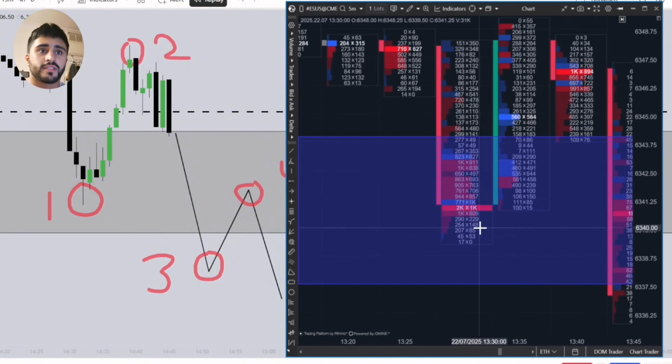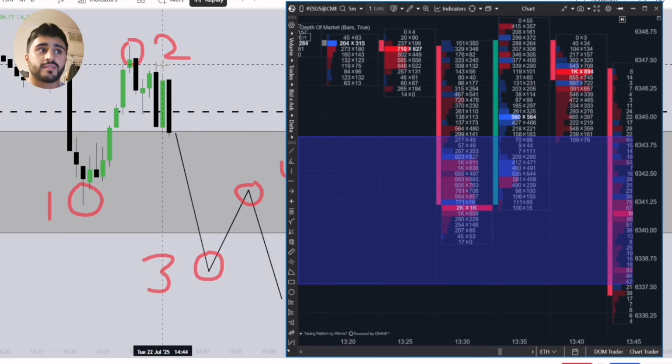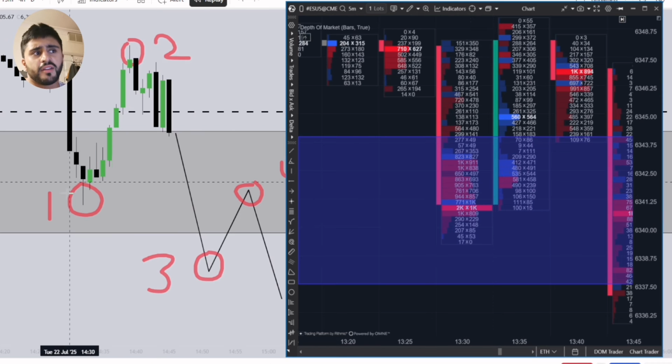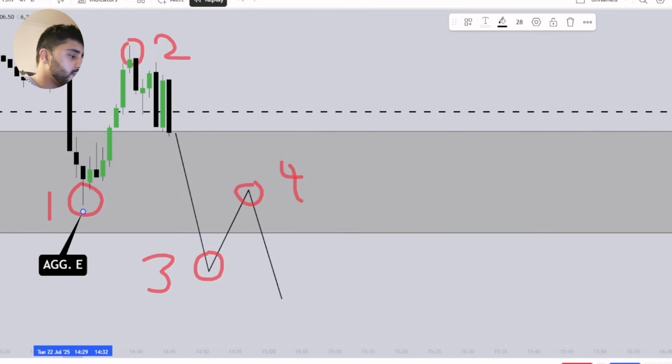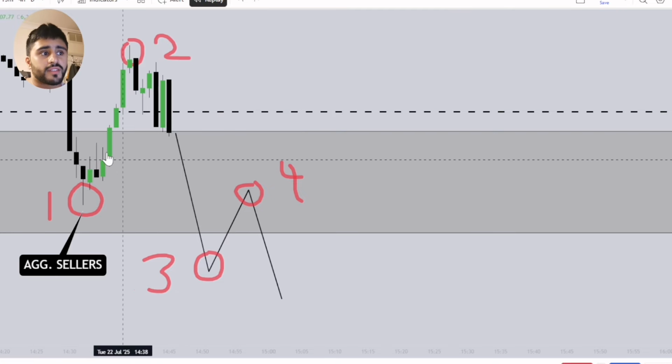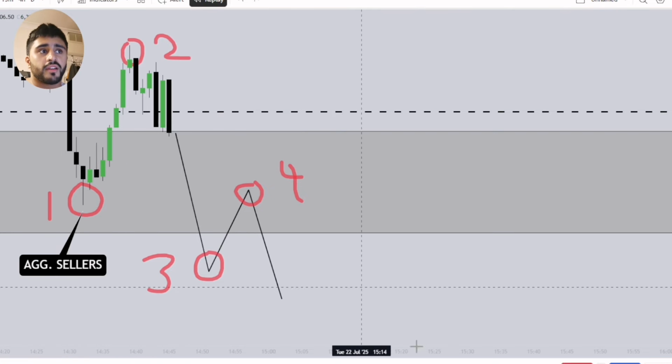So we're looking at a lot of aggressive sellers entering the zone, and we see price popping higher. So this represents this region over here. What was going on here is we saw a lot of aggressive sellers. So I'm just going to write AGG sellers, right? A lot of aggressive sellers. These aggressive sellers obviously failed, right? So the market moved higher.